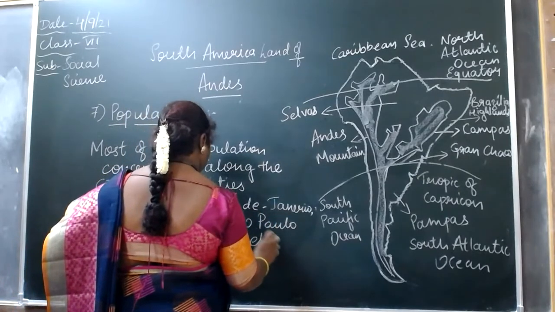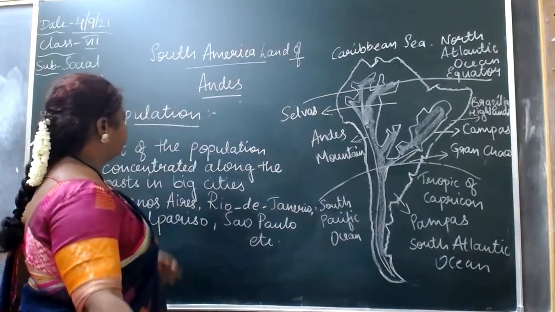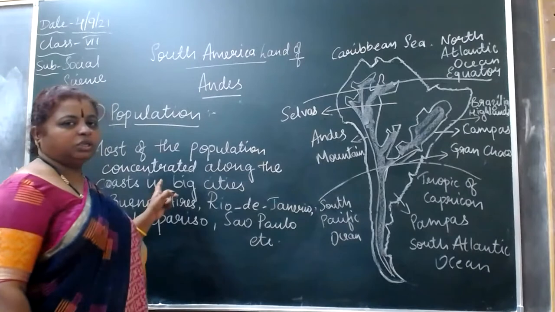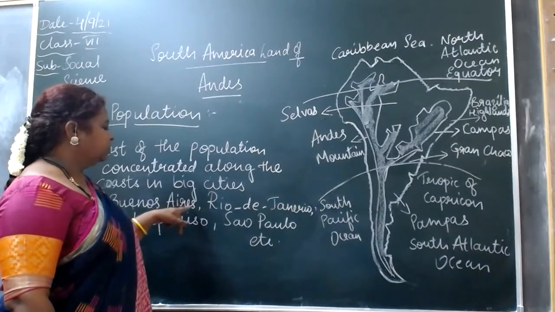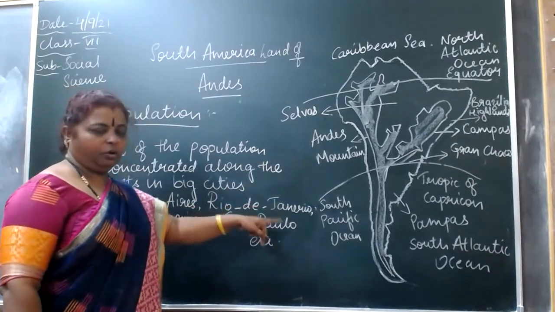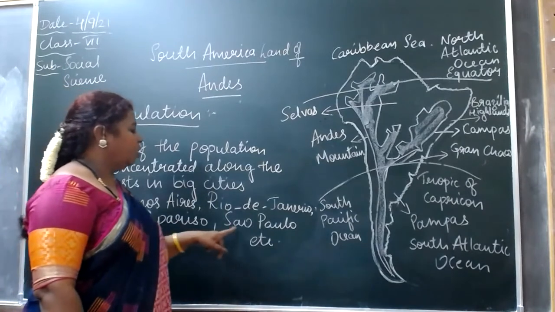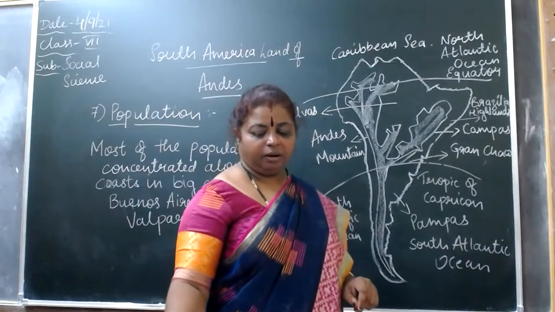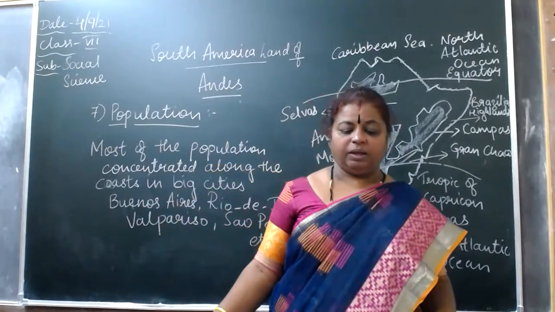Most of the population is concentrated along the coast in cities like Buenos Aires, Rio de Janeiro, Valparaiso, Sao Paulo, etc. These are the cities in South America.